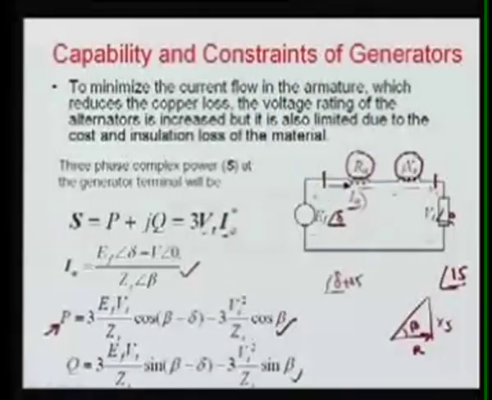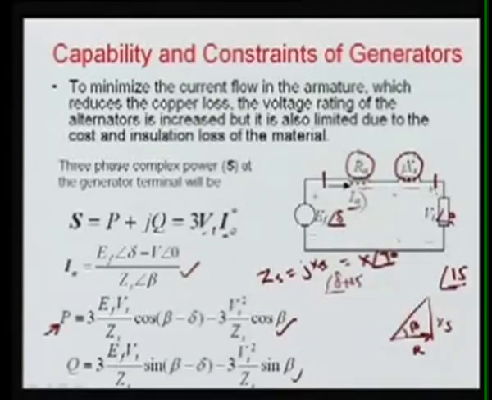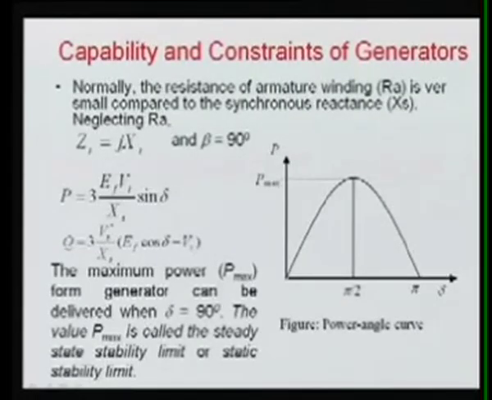So what we can do, we can simply write this Zs as Zs angle 90. Putting beta as 90 degrees, Zs is your Xs, and then we get the simplified expression that P will be 3 times Ef Vt upon Xs sin delta, and the reactive power is 3 times Vt upon Xs into Ef cos delta minus Vt.